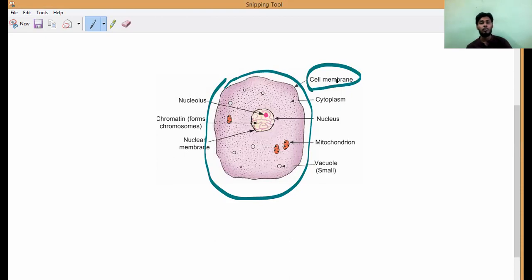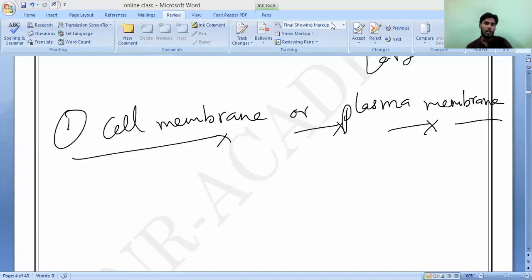Which is protecting all the parts of the cell is called what, Johan? Cell membrane, or plasma membrane. Yes, plasma membrane, that is what you have to remember. So, what is this cell membrane or plasma membrane? Remember what is the function of it.